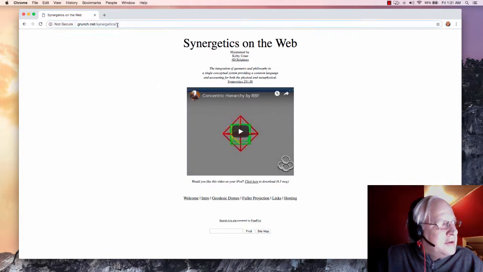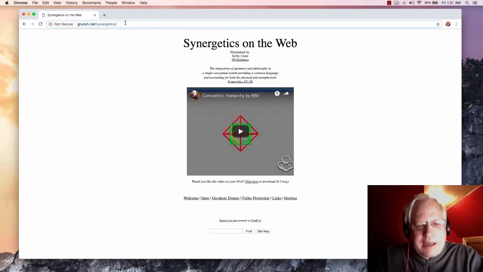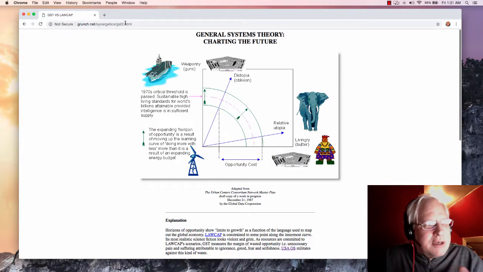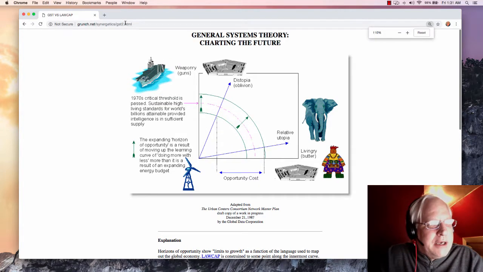So I want to show you GSTs, and then we'll get out of here. Cut and run, man. GST2 is probably the more complicated, so we'll start there with this chart. I've explained this before, in writing.